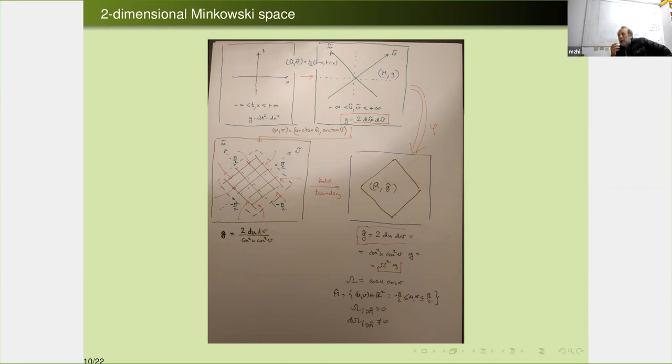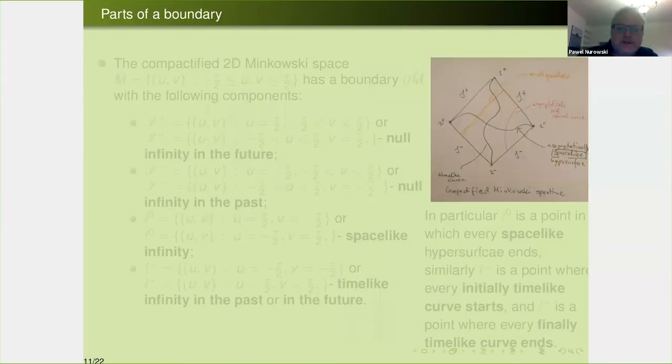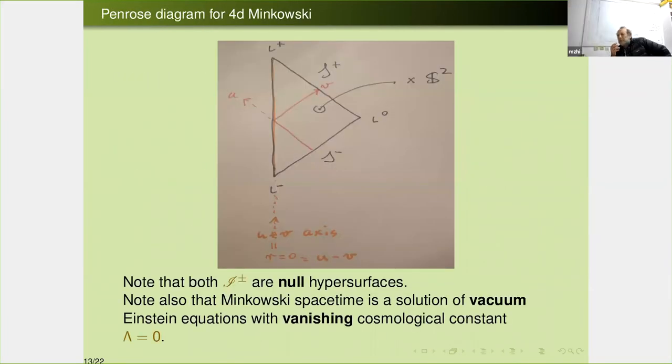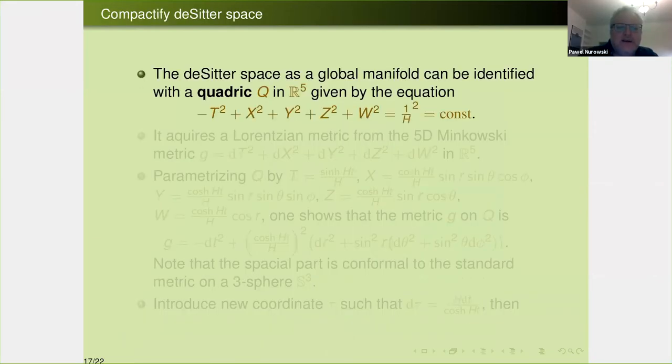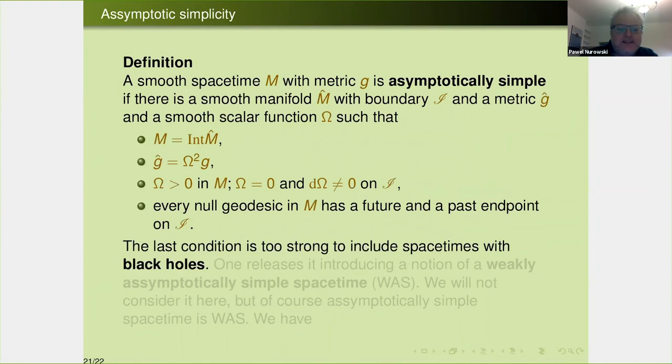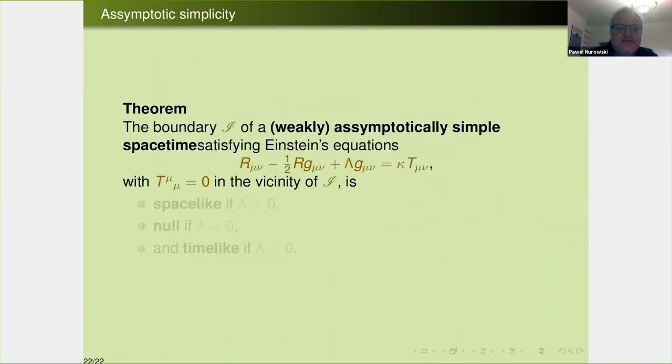Okay, thanks. So Pavel, what about what you discussed last time with dust and perfect fluid? Is it also compactifiable? Yeah. So that's what I wanted to say. For example, you see here that this theorem that I gave at the very end, they want it to say something about the causal structure of scri. If you assume Einstein equations, then the only thing you need is that the energy momentum tensor close to scri has vanishing trace.